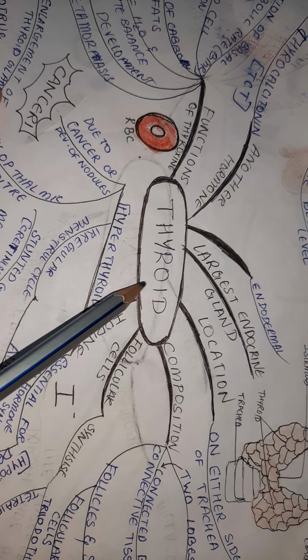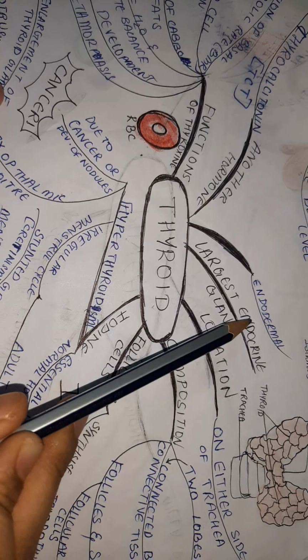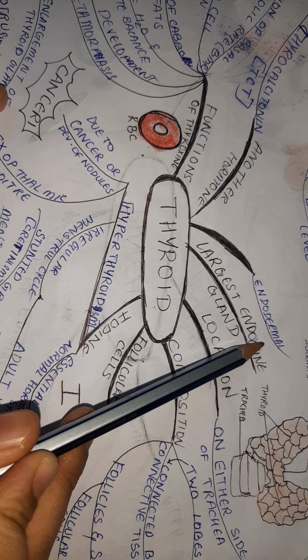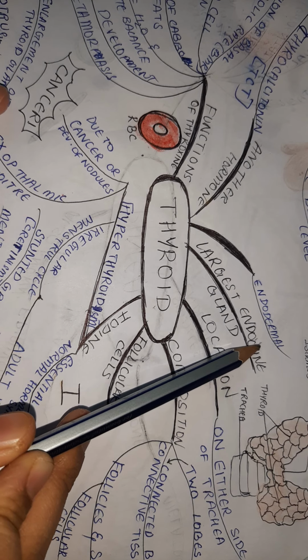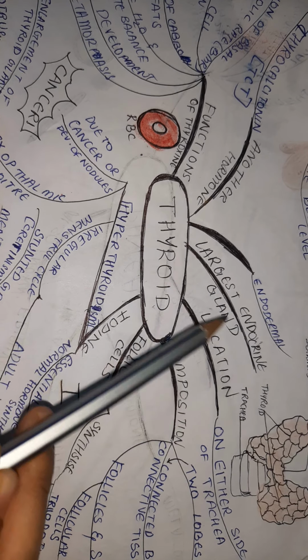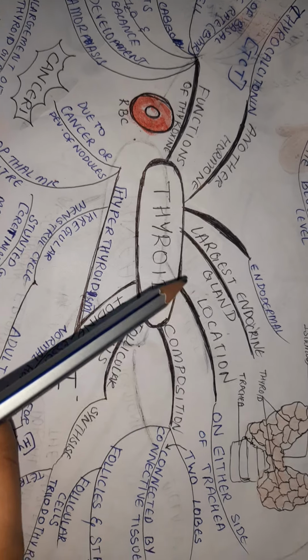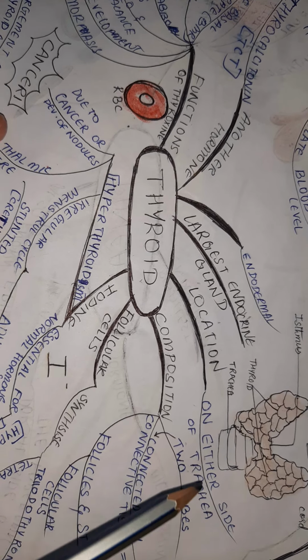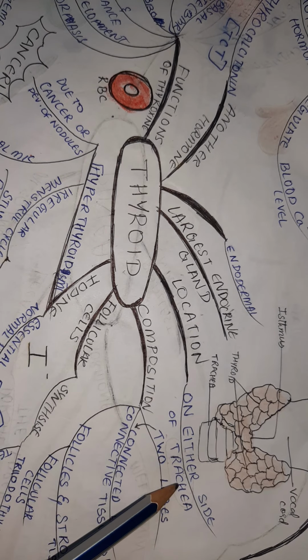The origin of this thyroid gland is endodermal, which means it is derived from the endodermal layer of the germ layers. This is the largest endocrine gland. Where is the location? It is present on either side of the trachea. Trachea is nothing but your windpipe.